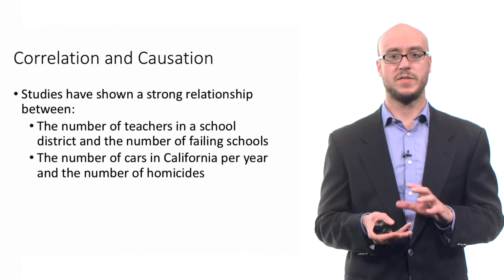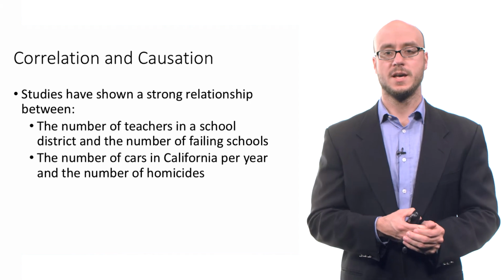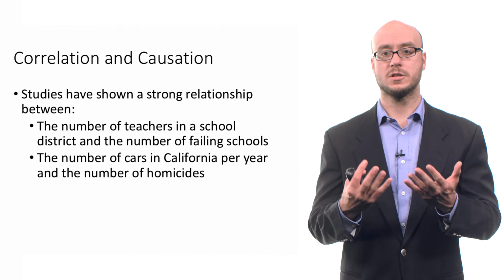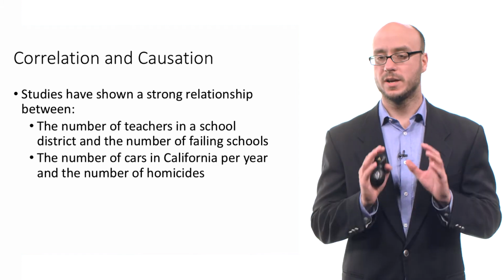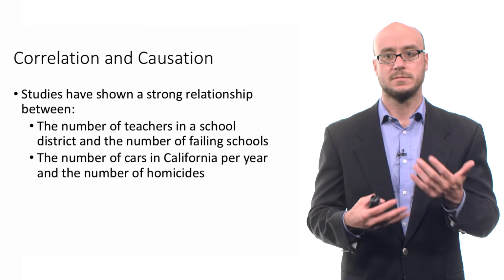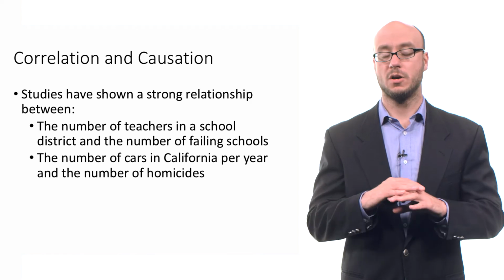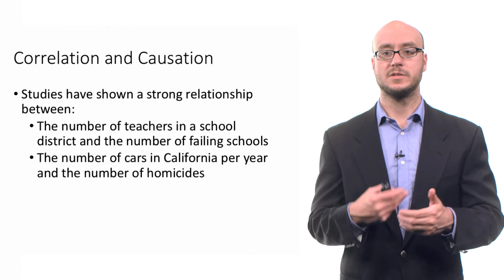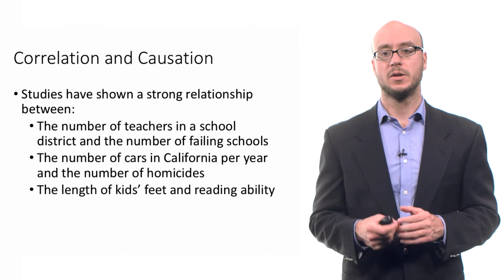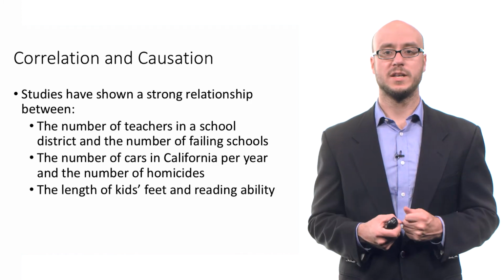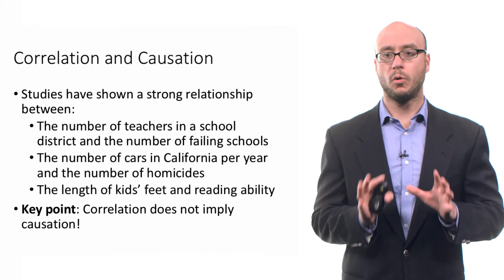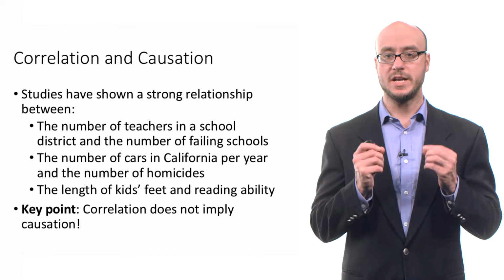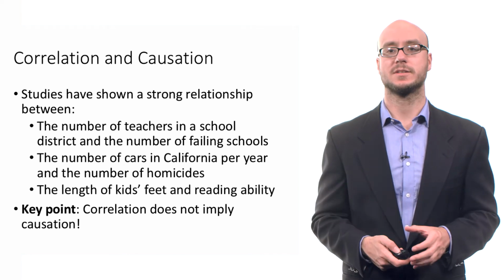Studies have also shown that the number of cars in California per year and the number of homicides are related, right? So more cars, more homicides. But you've got to be careful about that, because the causal direction could go all sorts of ways. You could also have a lurking variable that is actually in the pattern of data. We also have a correlation between the length of kids' feet and reading ability. The main point is that correlation, and similarly covariance, do not imply or suggest causation.